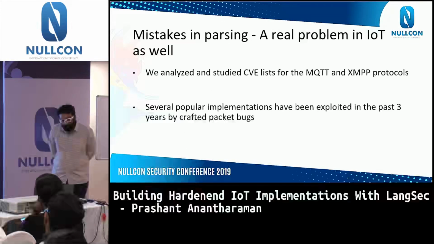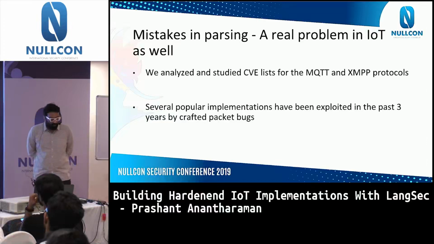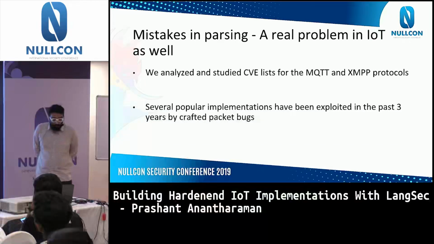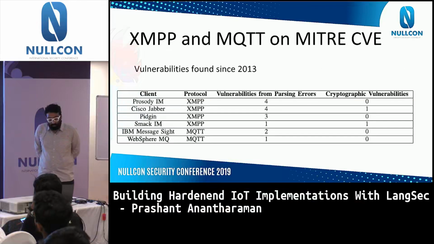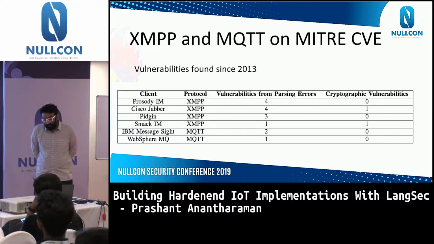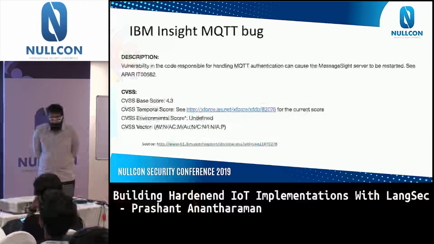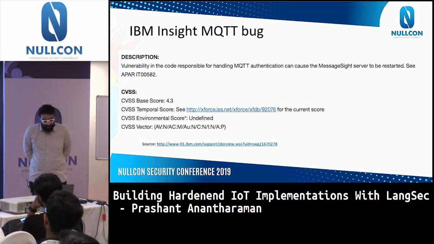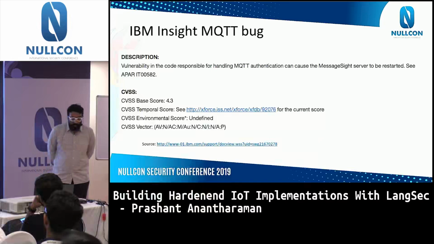And these bugs actually translate to the IoT world as well. While we were working on this project, we were looking at CVE lists to see if these IoT protocols, the application layer ones, were actually exploited. Not so much, but they were still alarming. There were a significant number of vulnerabilities, and one important one from IBM Insight was basically a crafted packet that would force the server to continuously restart.